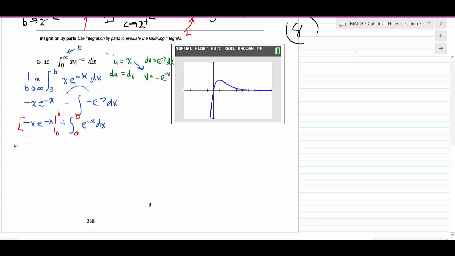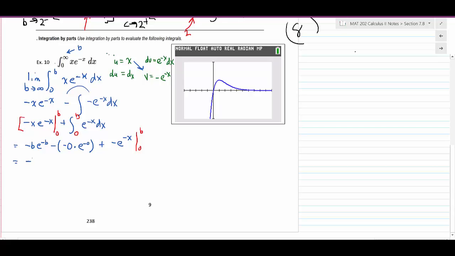Be careful with your signs and everything. You could bring the negative out, but I'm just going to leave the negative in. So that's negative b e to the negative b, and then minus negative 0 times e to the negative 0, when you evaluate that first part. Now what's the integral of e to the negative x? Negative e to the negative x, you've got to have that negative in there, and then we're going to evaluate that also from 0 to b. We're just going to clean this up and then see if we can do our integral on this.